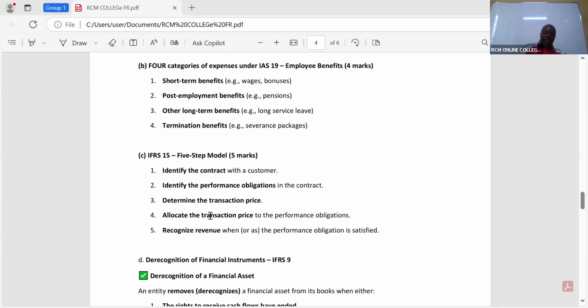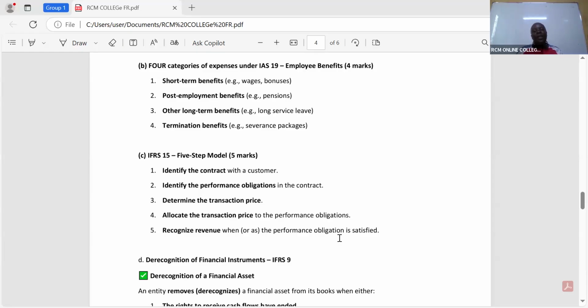Safaricom has said, it's giving us the internet. It's giving us computers. So out of the 20,000, how much should be taken to the internet and how much should be allocated or apportioned to the computers? Yeah, allocate the transaction price to the performance obligations. And then now you recognize revenue when or as the performance obligation is satisfied. When the performance obligation has been satisfied, then keep on recognizing revenue like that.